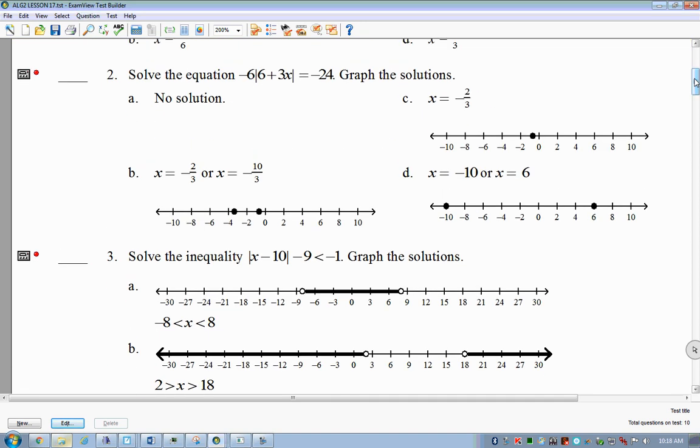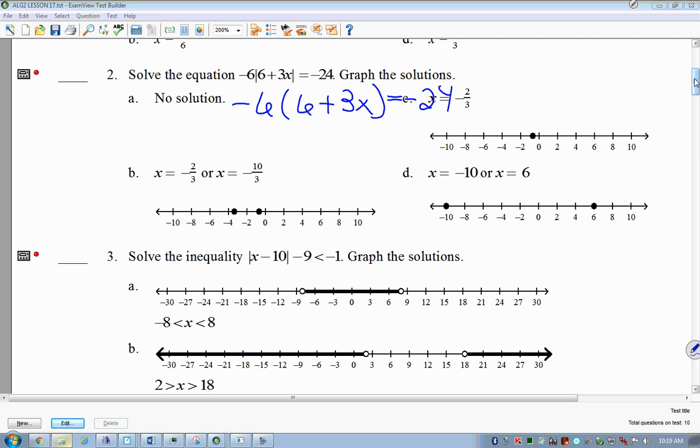All right, number 2, same rules apply. I need to do what first? Rule number 1. Add negative 6. Nope. We have to undo the operation that's happening, right? So imagine, you're looking at it, and I think the absolute value is throwing it off, but really what negative 6 is doing is no different than if it was this.